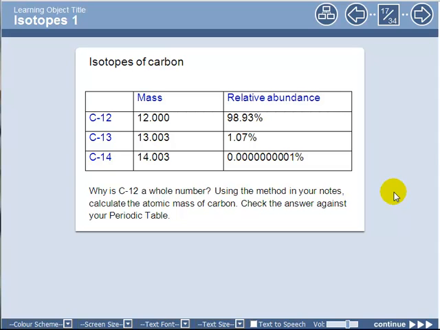If you do the sum in the notes to come up with the atomic mass of carbon, you'll find it doesn't work out as a whole number. It's because carbon 12 has been defined as weighing exactly 12.000. This is somewhat arbitrary, but the idea was that something had to be defined as a standard against which all other things can be defined.